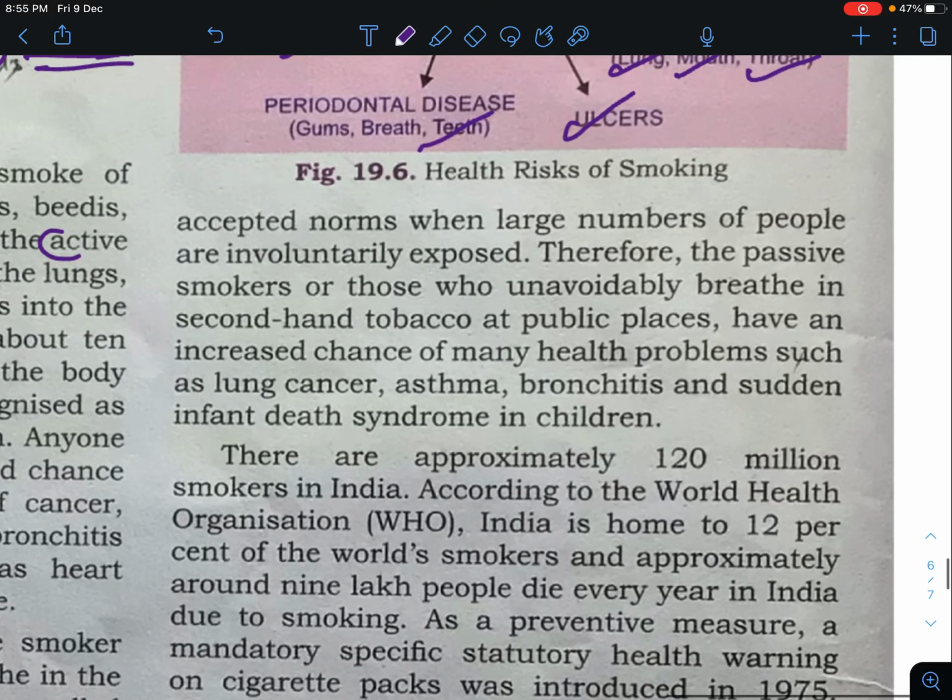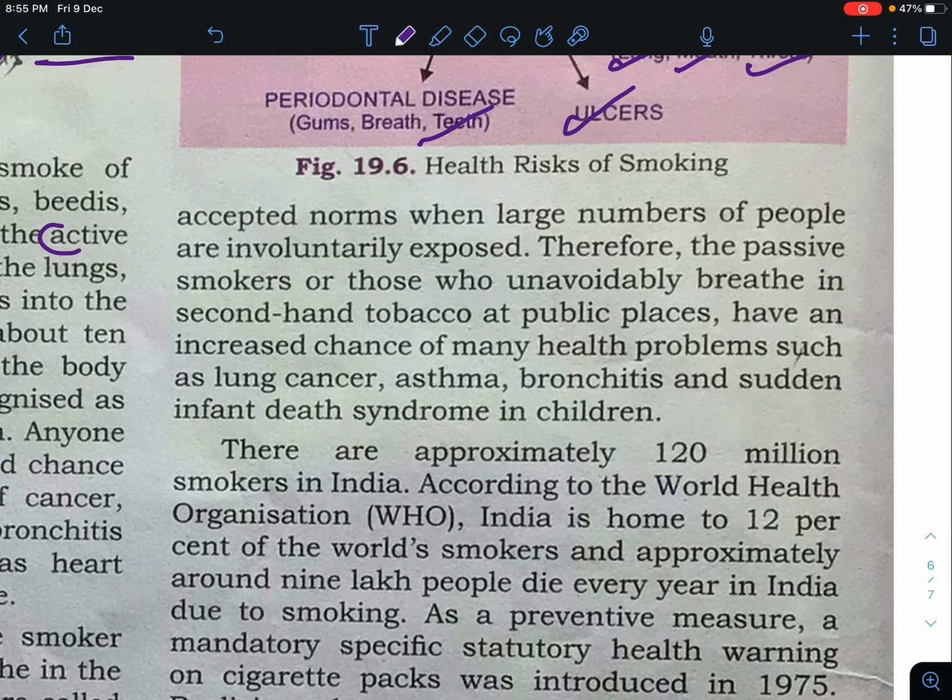Now it is written that therefore passive smokers, or those who unavoidably breathe in second-hand tobacco smoke at public places, have increased chances of many health problems such as lung cancer, asthma, bronchitis, and sudden infant death syndrome in children. Second-hand means that if a person is smoking and passes the smoke to others, that is called second-hand tobacco smoke.